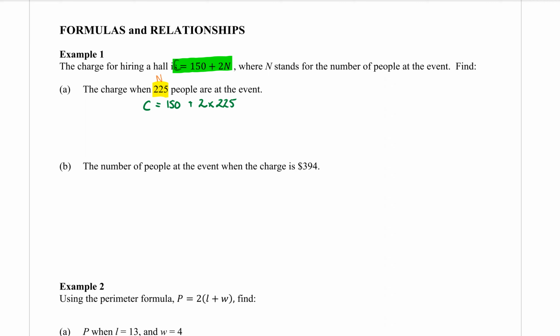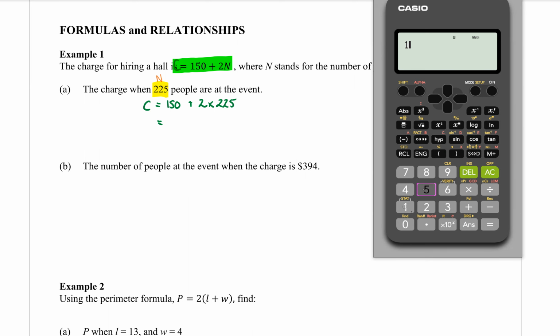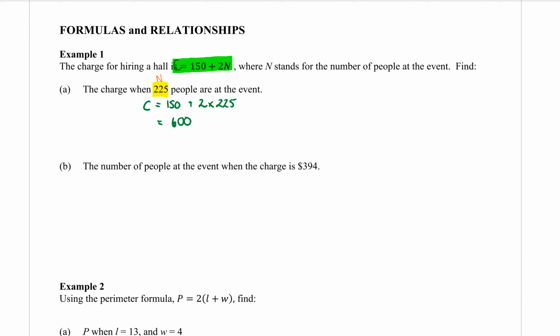Now everything on the right hand side of that equation is all numbers, so we can just type that into our calculator. 150 plus 2 times 225 is exactly 600. So that means, remember C was for cost, that it is going to cost $600 for the 225 people to attend that event.